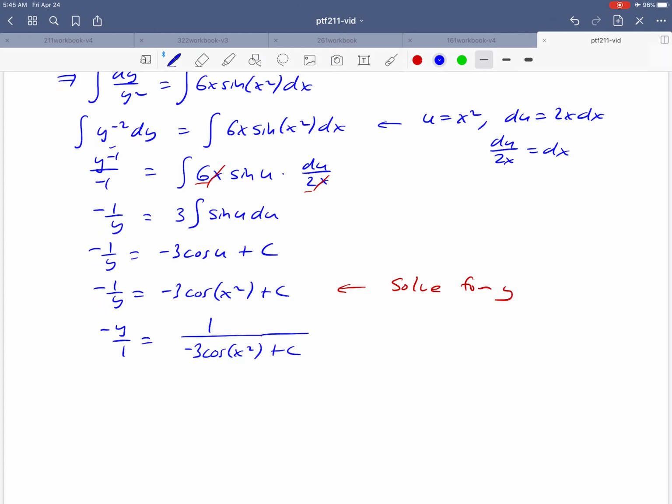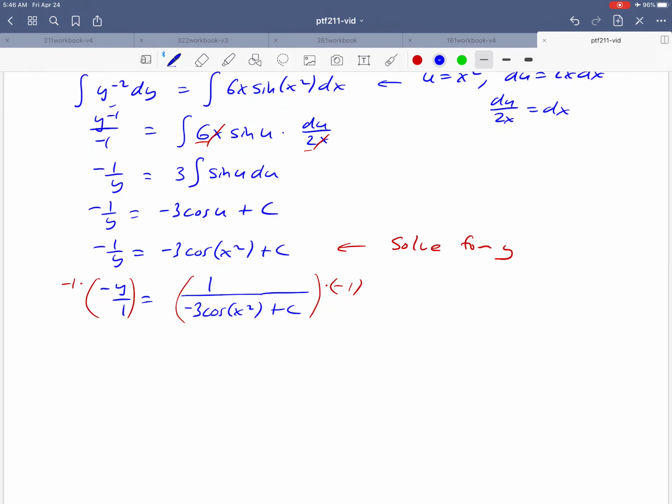And what's left to do here? Probably just multiply both sides by a negative 1, because that's going to turn the minus y on the left into just a y, and so we're going to get a final answer that looks like negative 1 over negative 3 cosine of x squared plus c.